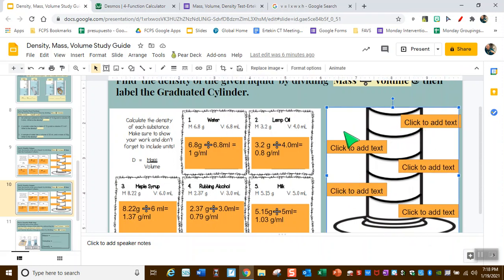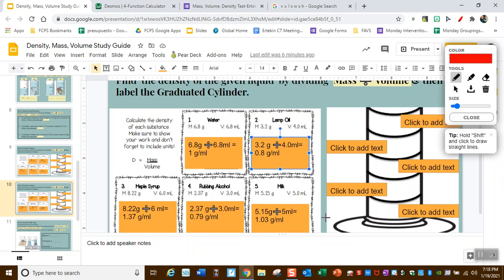What level does each of these liquids go? Okay, remember, things on the bottom are the most dense, okay, because they sink to the bottom, and things that float on the top are the less dense substances, okay?